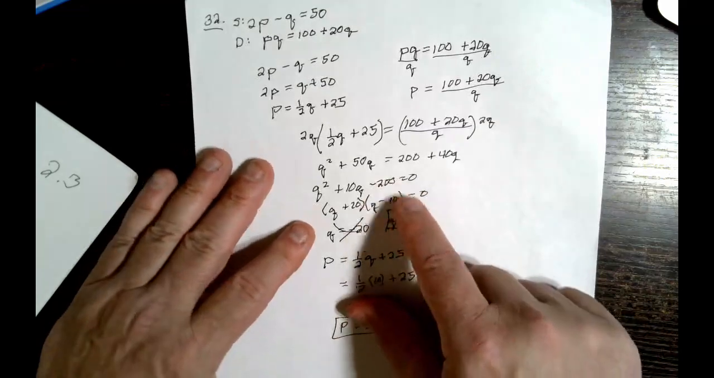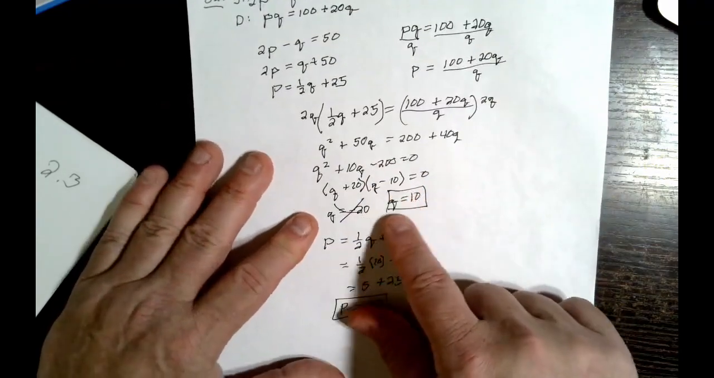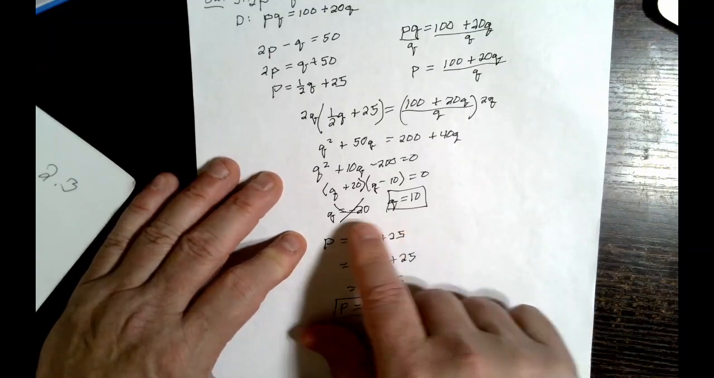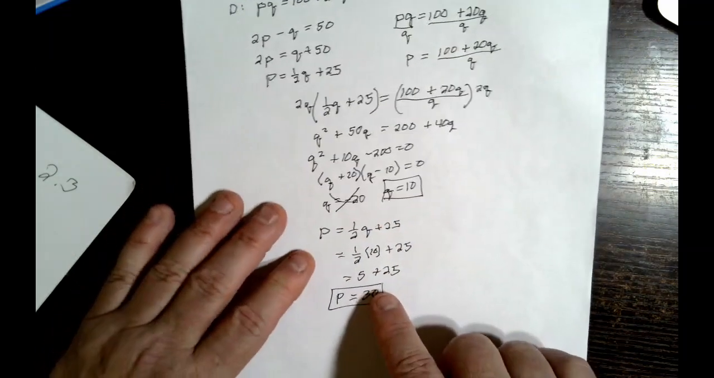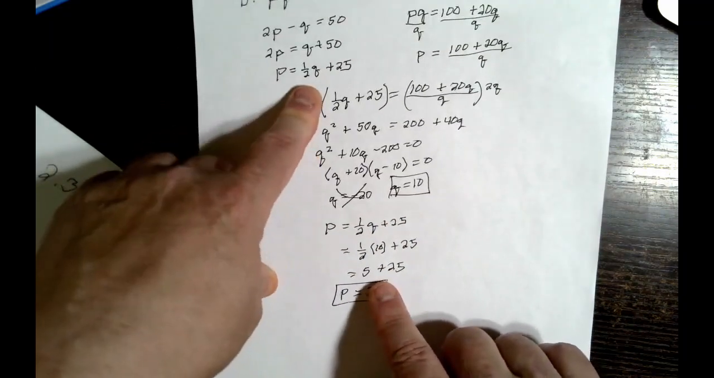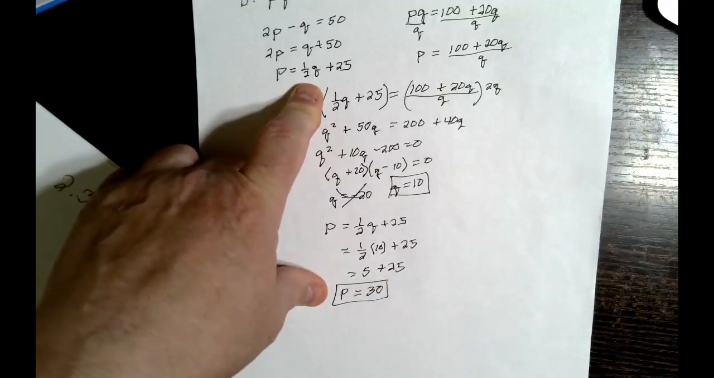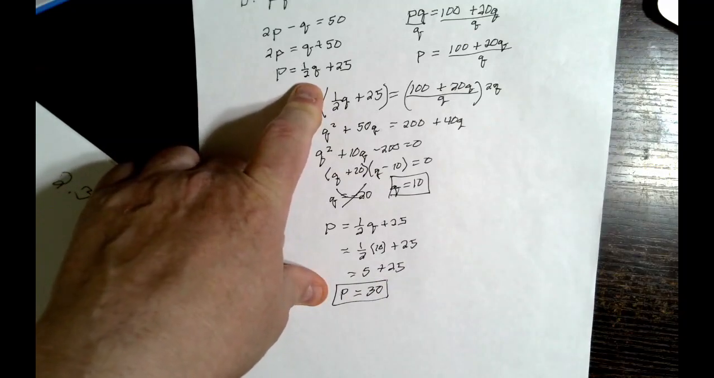Throw everything to one side and factor. You got your 2 equations. They set out to give you a minus 20 and a positive 10. You throw out the minus 20. And then they plugged it back into this guy to find their p. So p is $30 and quantity is 10.